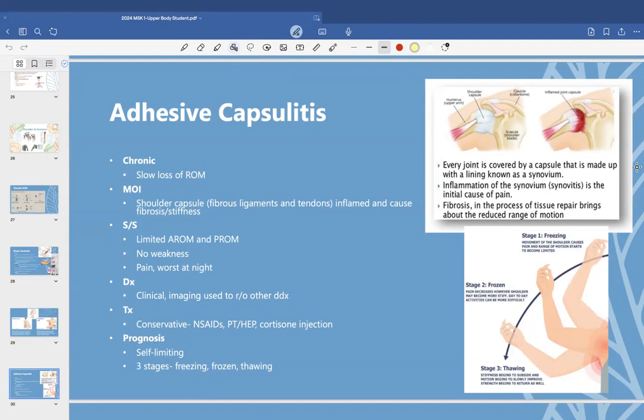And the capsule, which is fibrous ligaments and tendons, becomes inflamed. It causes stiffening and fibrosis. So there's limited mobility there. Now, the thing to know is this is limited active and passive motion. That will be a big differentiator from other shoulder pathology. So it's not that they can't move it this way, but I can passively. It's that even if I go to move their shoulder, it won't go. So active and passive range of motion are affected.